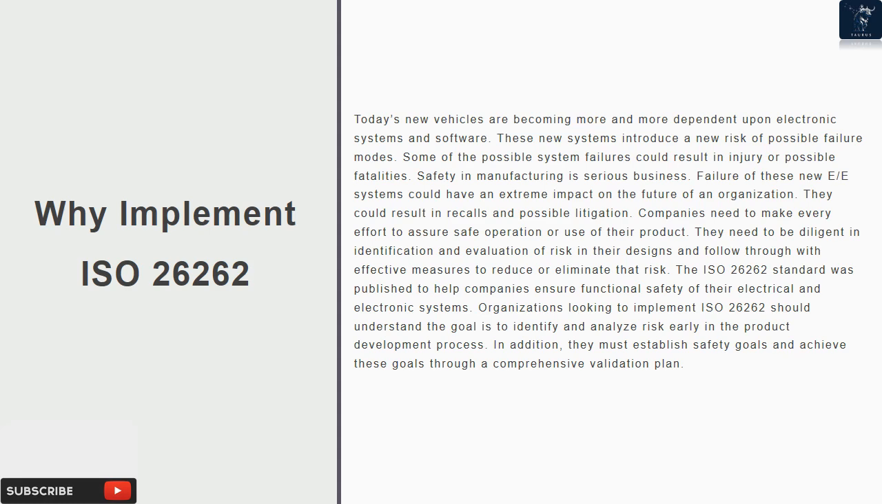The ISO 26262 standard was published to help companies ensure functional safety of their electrical and electronic systems. Organizations looking to implement ISO 26262 should understand the goal is to identify and analyze risk early in the product development process. In addition, they must establish safety goals and achieve these goals through a comprehensive validation plan.